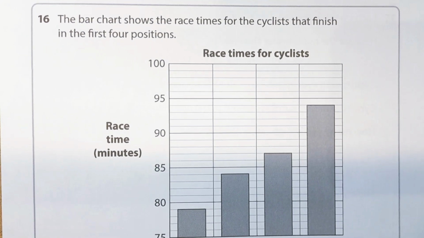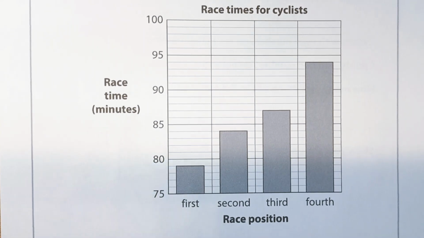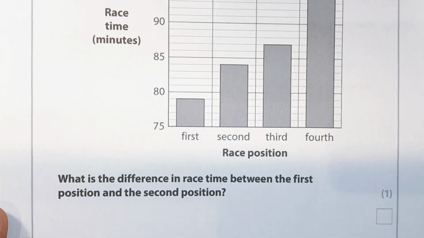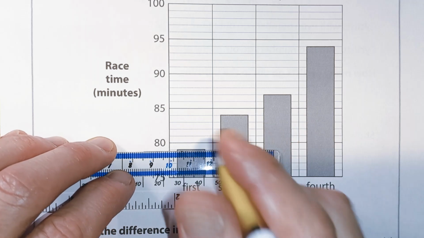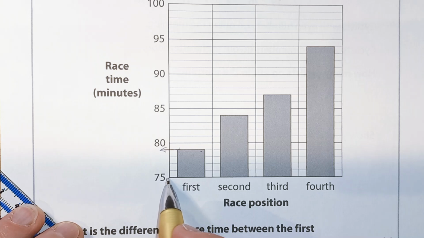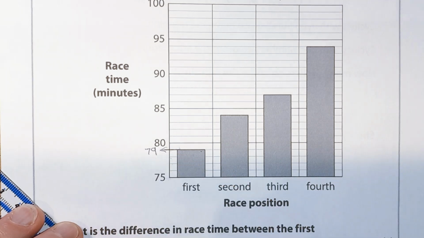And the last question. Question 16. The bar chart shows the race times for the cyclists that finish in the first four positions. So we've got the race time in minutes on the left. We've got their position, so first, second, third and fourth here. What is the difference in race time between the first position and the second position? Right, so first position, we're going to read off of the top. So that's going to be here. If we're 75 down here, 76, 77, 78, 79, 80. So first place did it in 79 minutes.